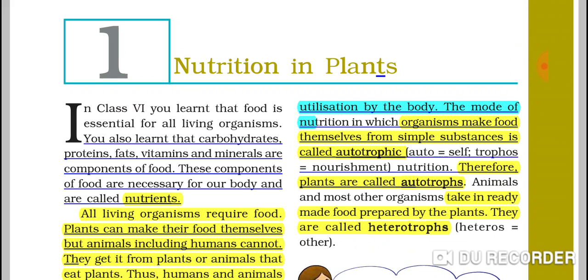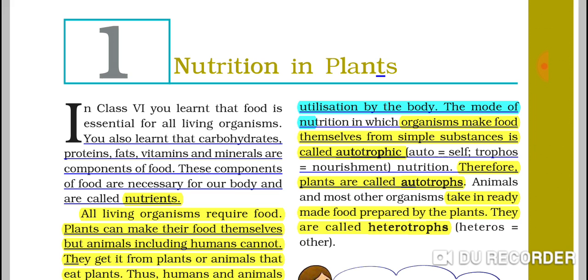Today we're going to start the first lesson of NCERT 7th standard, that is nutrition in plants. In the 6th standard we have already learned what the various components of food are: carbohydrates, proteins, fats, vitamins and minerals. These components, which are very important and necessary for our body, are known as nutrients.